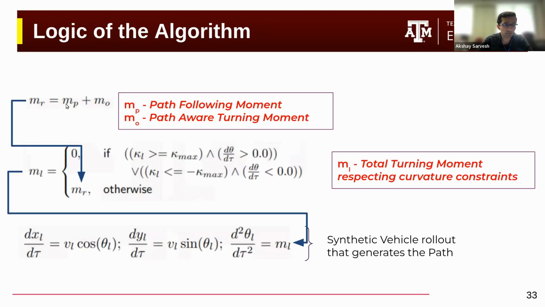That is, we have the overall moment, that is the sum of the obstacle avoidance moment and a path following moment. We call the obstacle avoidance moment also the path aware turning moment. We also saw a view of how it looks, and we pass that to a filter which constrains the curvature and figures out the right moment that it can take based on the curvature. And finally we pass this moment into our Euler integration technique, where we set the second derivative of the heading angle to be equal to the filtered turning moment.